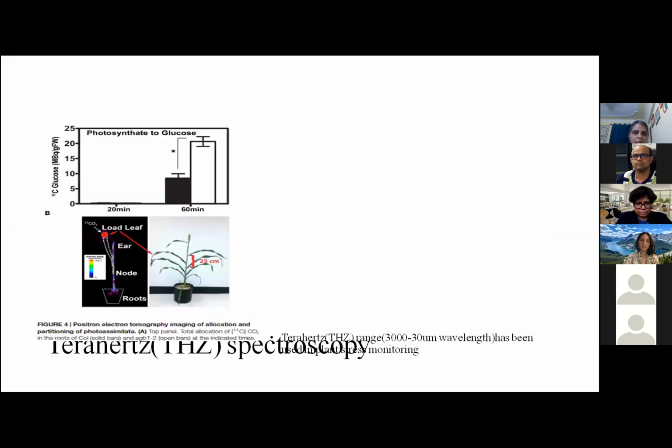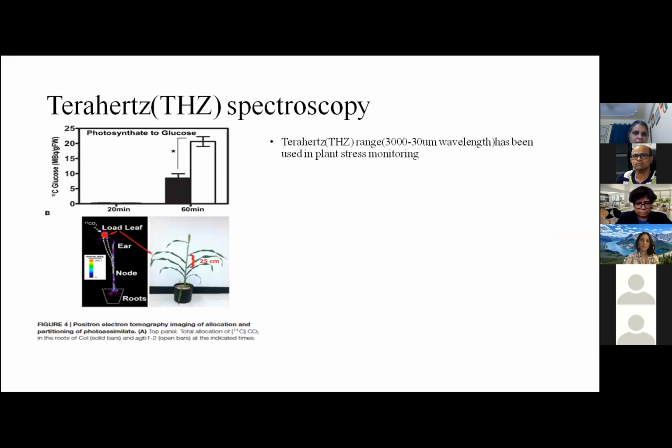And I would just give one example: in the case of the Arabidopsis beta mutant, we have detected that glucose content was significantly high at the root tip, compared to the wild type plant, which has a significantly lower amount. So these kinds of changes can easily be detected using various spectral techniques, and terahertz could be one of those, as it has been shown to be used in plants for stress monitoring.